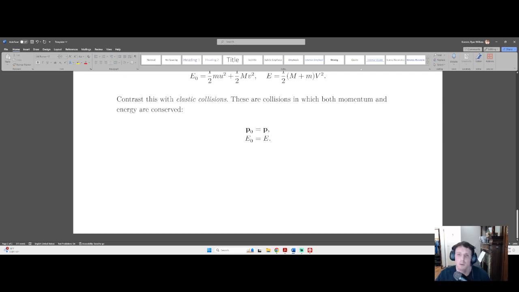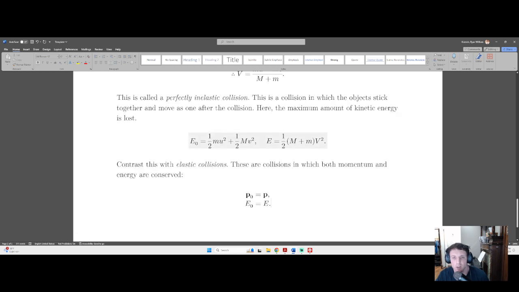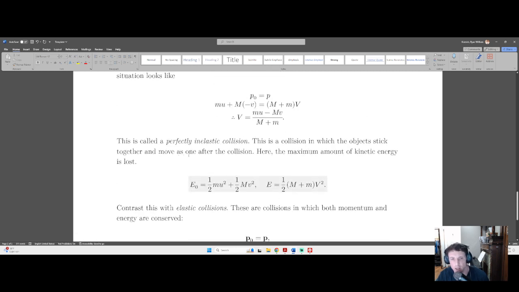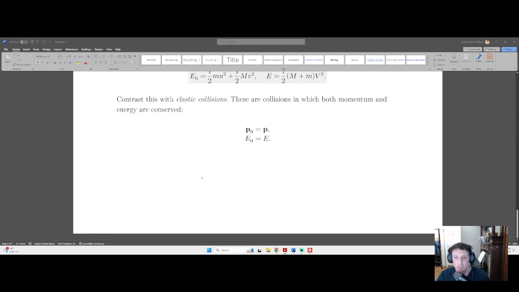So maybe one more thing to say. I talked about a perfectly inelastic collision, where the objects stick together and move as one, but you can have just an inelastic collision where they don't stick together after the collision, but still energy is lost, and you just have to apply what you know about energy and momentum to figure out how much energy was lost. All right. Let's look at a couple examples here.